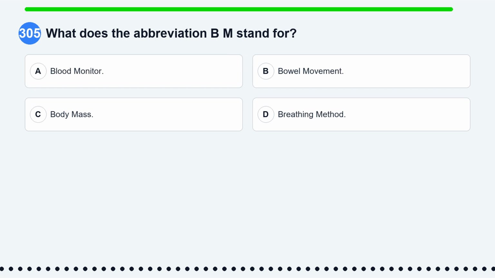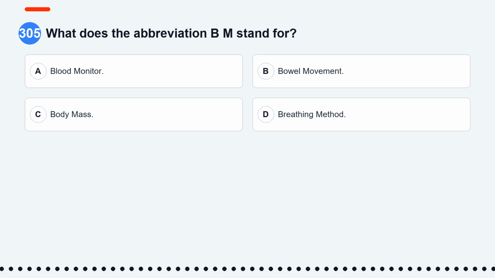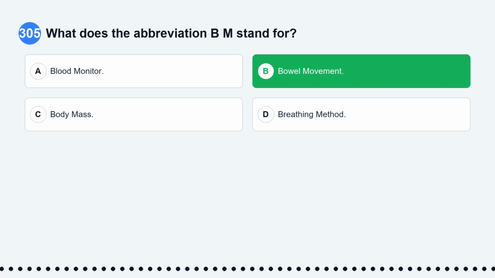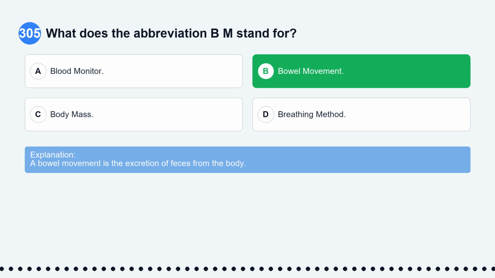Question 305. What does the abbreviation BM stand for? Option A, a blood monitor. Option B, bowel movement. Option C, body mass. Option D, breathing method. The correct answer is option B, bowel movement. A bowel movement is the excretion of feces from the body.